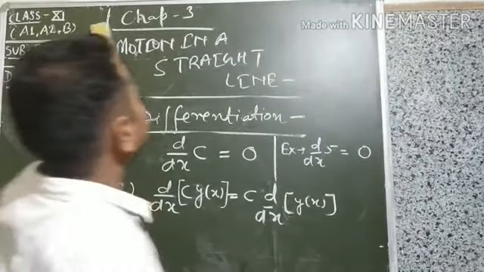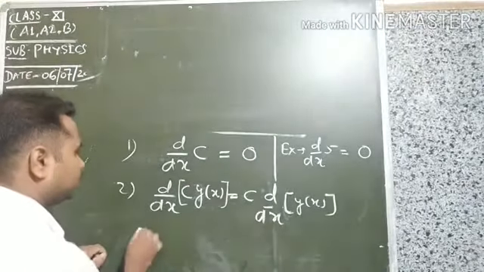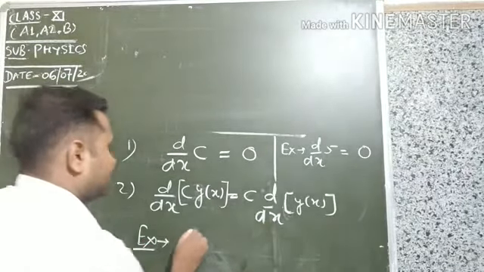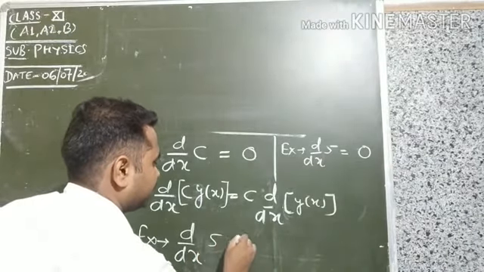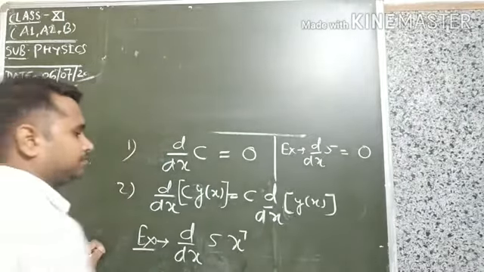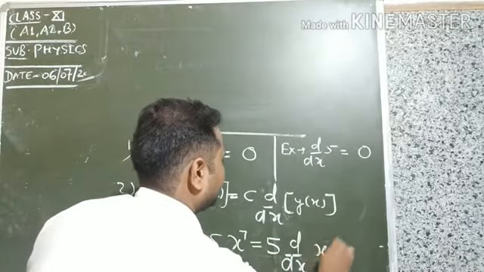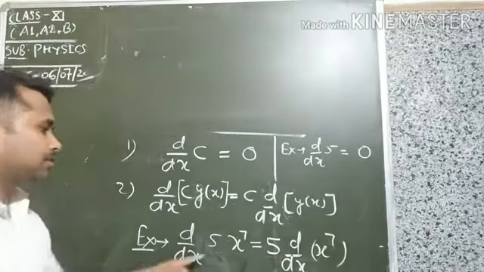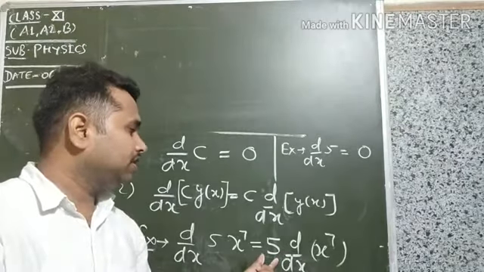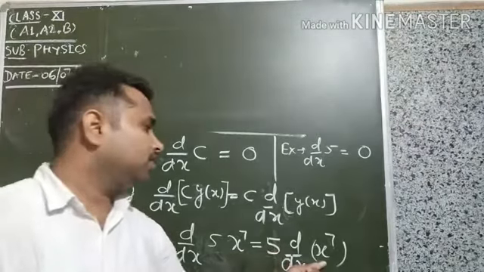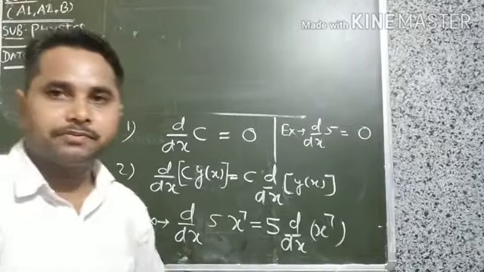Let's see an example for this formula. Differentiation of, suppose, 5 and x to the power 7, it is equal to 5 d dx of x to the power 7. It means if a constant is in a product with a variable, then the constant will come out of the differentiation and it will just be the differentiation of the function of x only here.